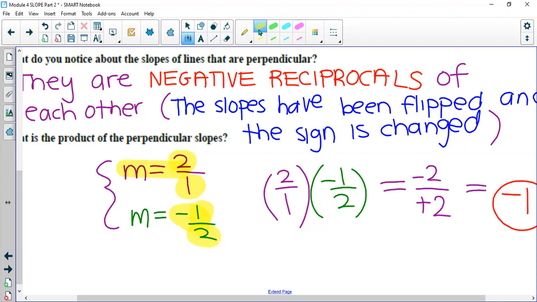And now we're going to get to the good stuff. So I think we have until 2:05, so I have some time. Everyone copied that down about negative perpendicular slopes?